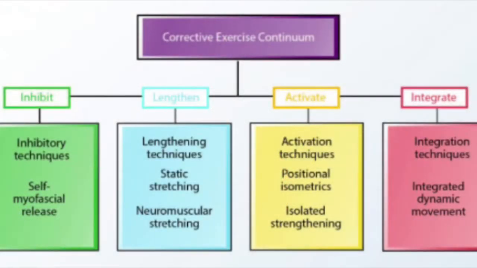Now that range of motion and muscle weakness have been determined, we apply the corrective exercise continuum, which is a systematic plan. This is used to describe the process of identifying neuromusculoskeletal dysfunction, developing a plan of action, and implementing integrated corrective strategies.